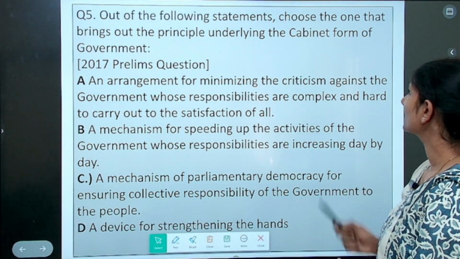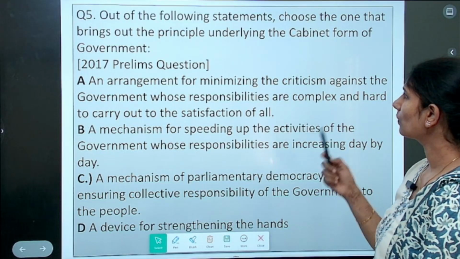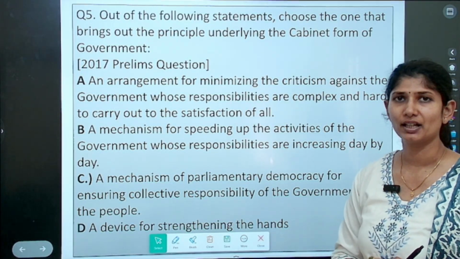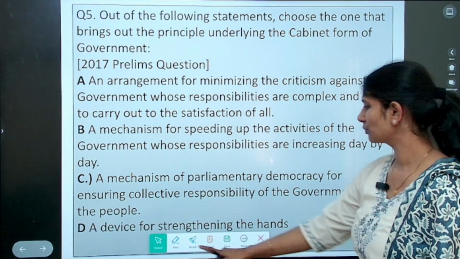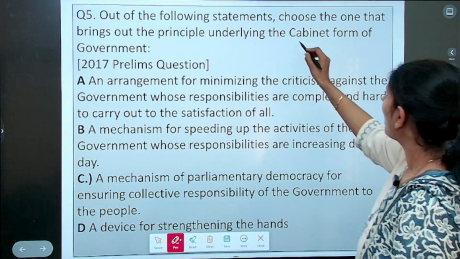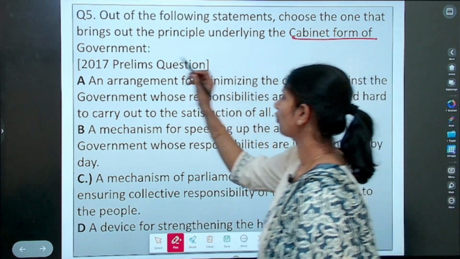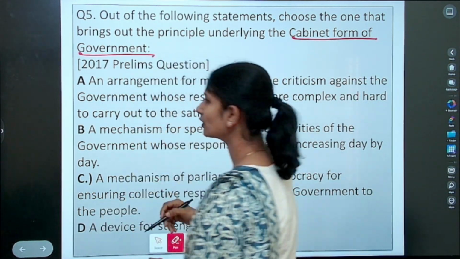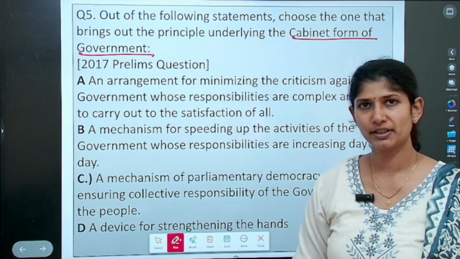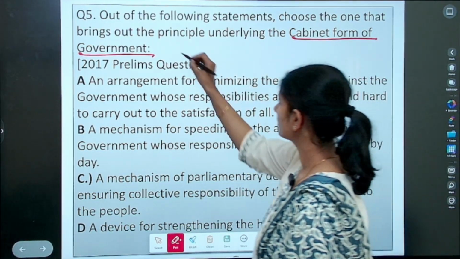Out of the following statements, choose the one that brings out the principle of underlying cabinet form of government. This is a 2017 prelims question. Now look at this. What are they asking? Underlying cabinet form of government. Cabinet form of government is also called as your parliamentary form of government. Yes.